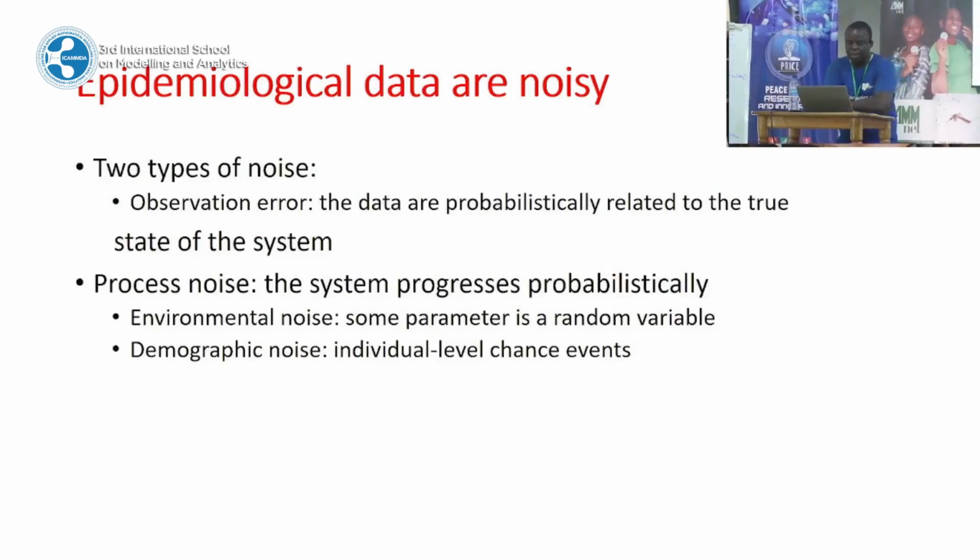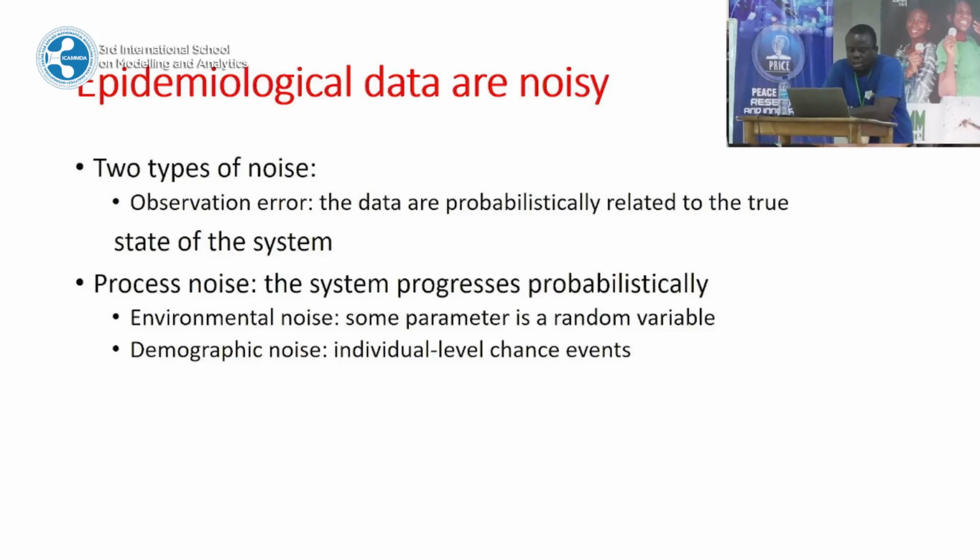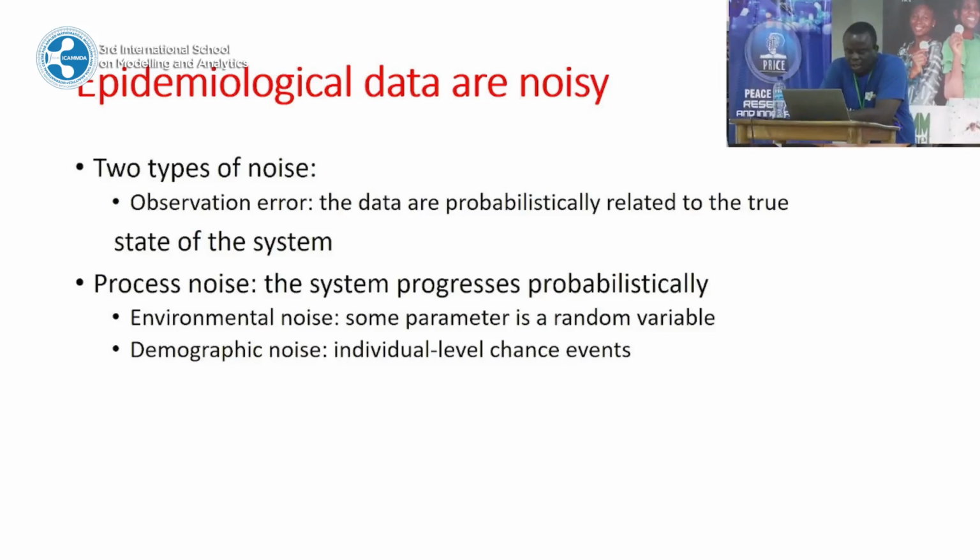So now, epidemiological data are very noisy. So two types of noise. We have the observational noise or error: data are probabilistically related to the true state of the system. Now we also have the process noise: the system progresses probabilistically. Under that we have the environmental noise, where you have some parameter as a random variable, and then demographic noise, individual-level chance events.